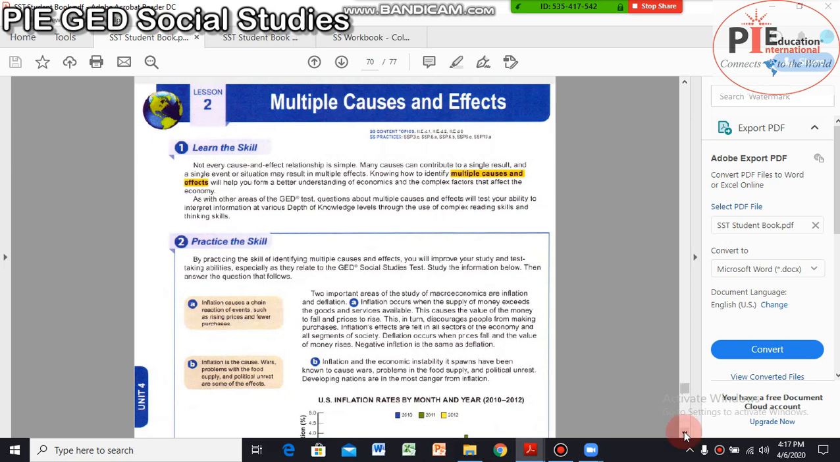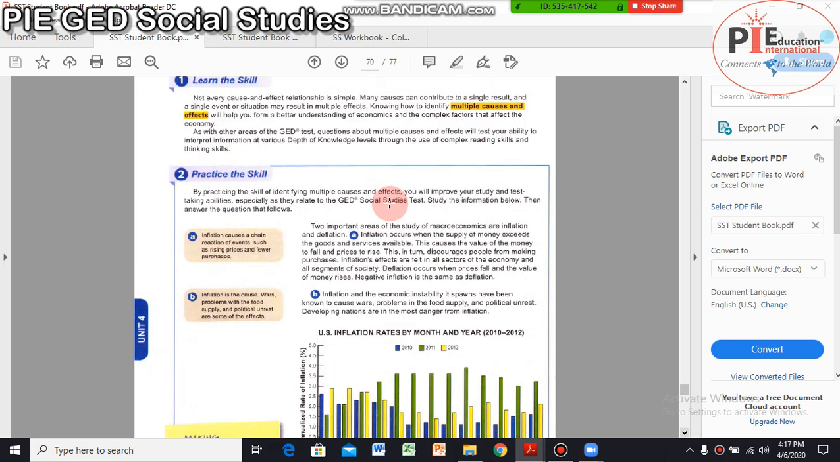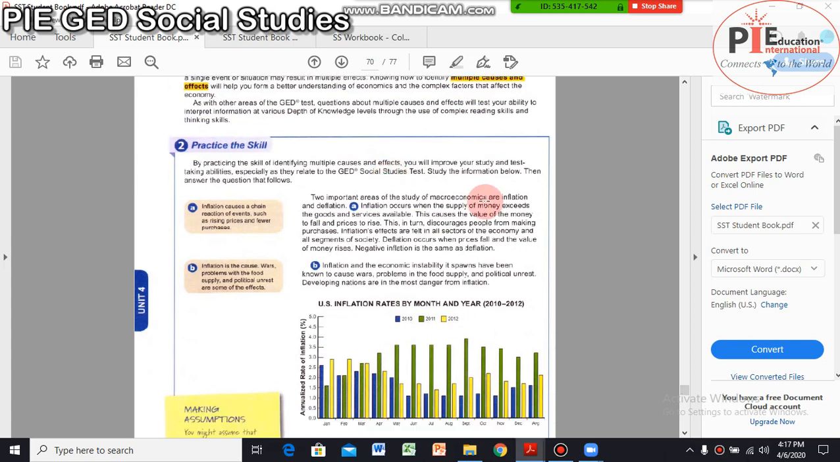Okay, now if we please have a look at this topic, we all have a good idea about what inflation and deflation are. Turn to the exercises over there in the book. Two important areas of the study of macroeconomics. Why is it about macroeconomics? I already told you last class that macroeconomics is about the study of the whole nation, right? It's not about a particular product. It's not about a particular company. It's about the nation as a whole.